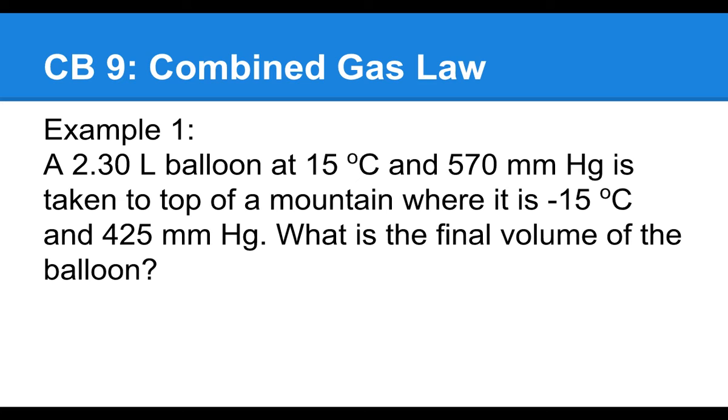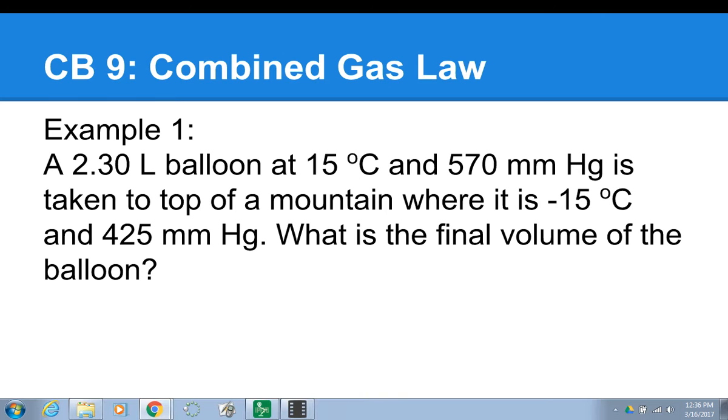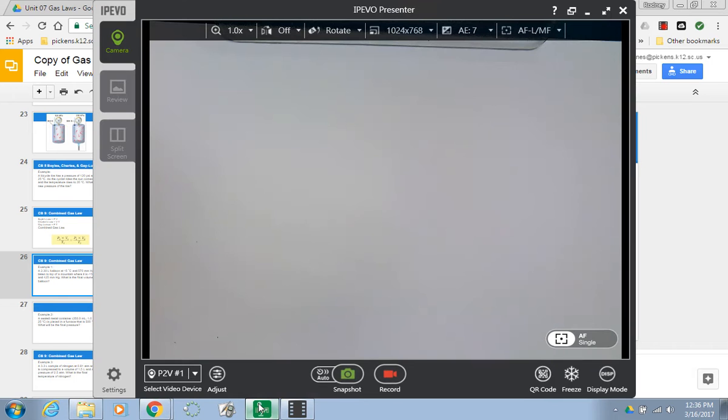So two things are going on here. We have a change in temperature and we have a change in pressure. So we know that if temperature goes down, volume typically goes down because of Charles's law. We know then, though, that if pressure is lowered, then volume is increased according to Boyle's law. So we need to employ the combined gas law here to solve this problem. All right, so let's switch over here and let's solve this problem together.